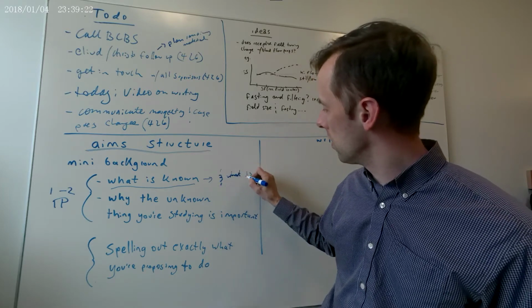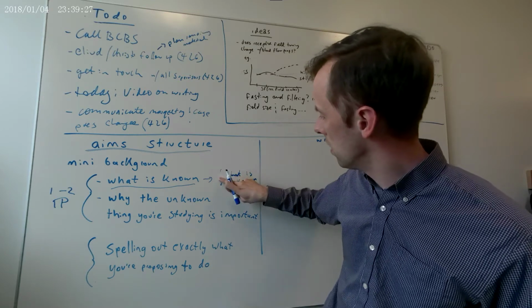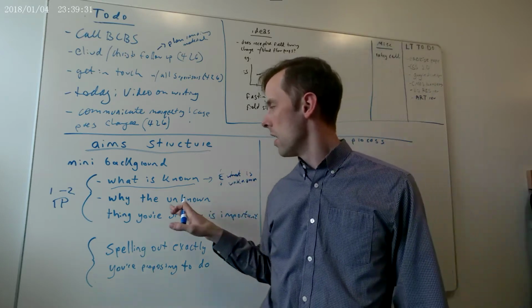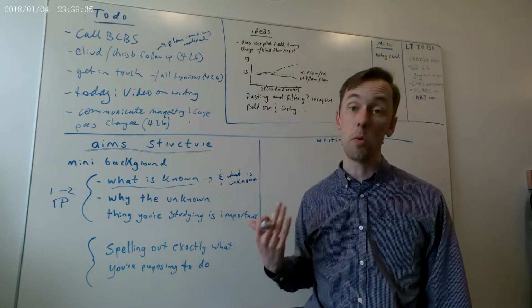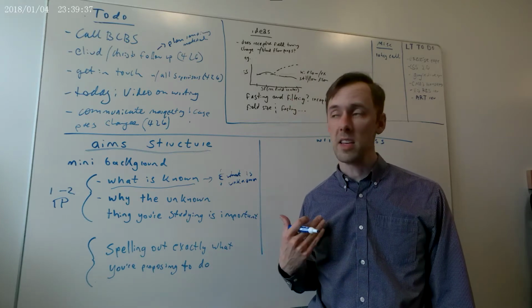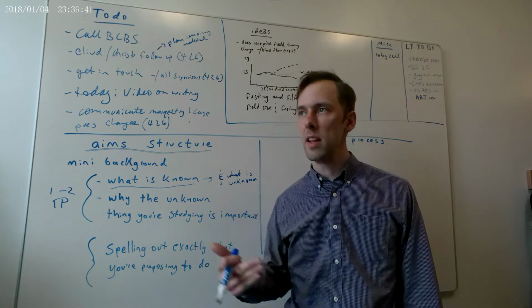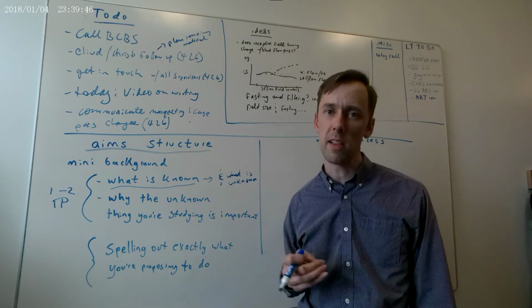And what is unknown, I guess that should be facing the other direction there. Okay. And then you're going to say why the unknown thing that you're going to study is important. So, like I said, don't say, well, we're going to study this cognitive process in depression. It's already been studied, but no one's studied it specifically in left-handed people.